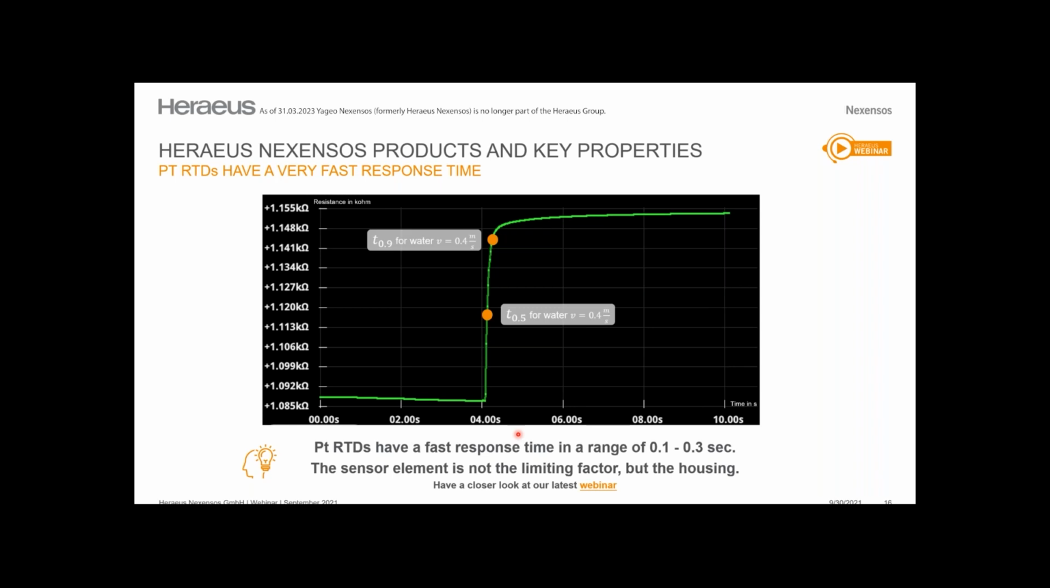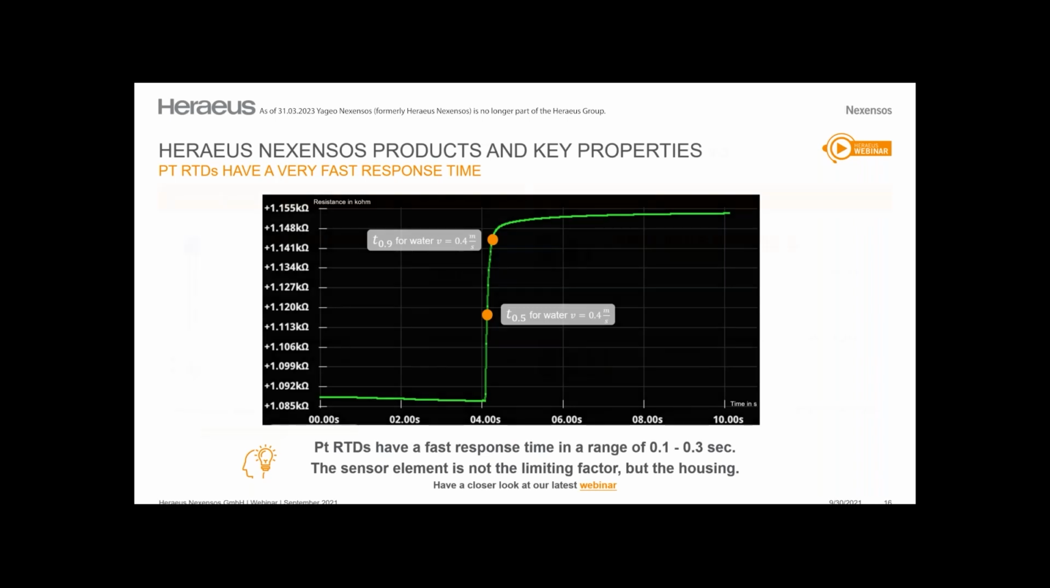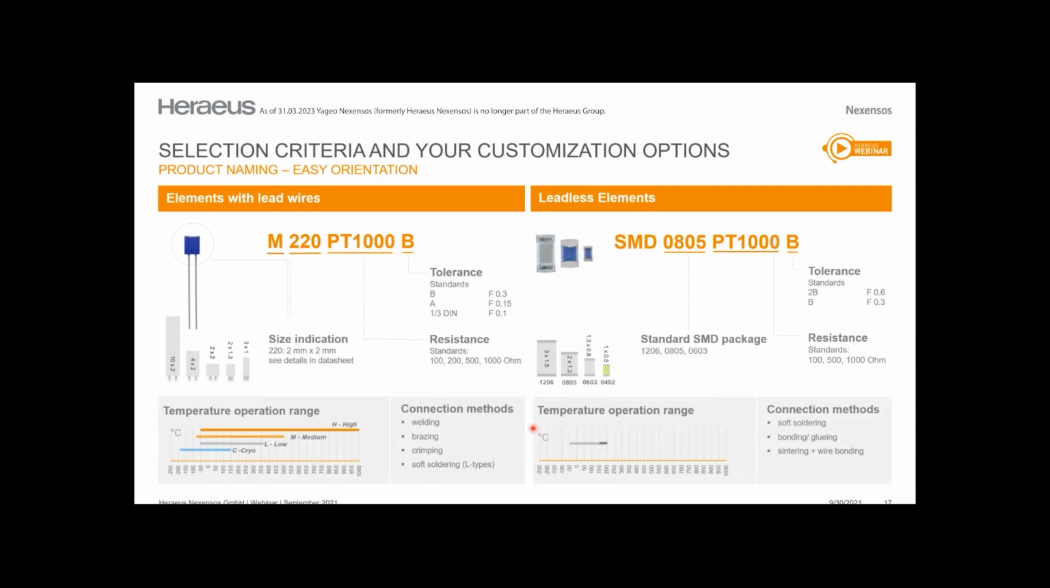Let's talk a little bit about the products again. On this slide, you see how we name the products for your easy orientation. Here on the left, we have our elements with lead wires. We typically show the size in the first number. So this one has a size of 2 by 2 millimeters. For details, also look in our data sheet. Then you see the resistance. That can be 100, 500, 1,000 ohms or other. And you see the tolerance class.